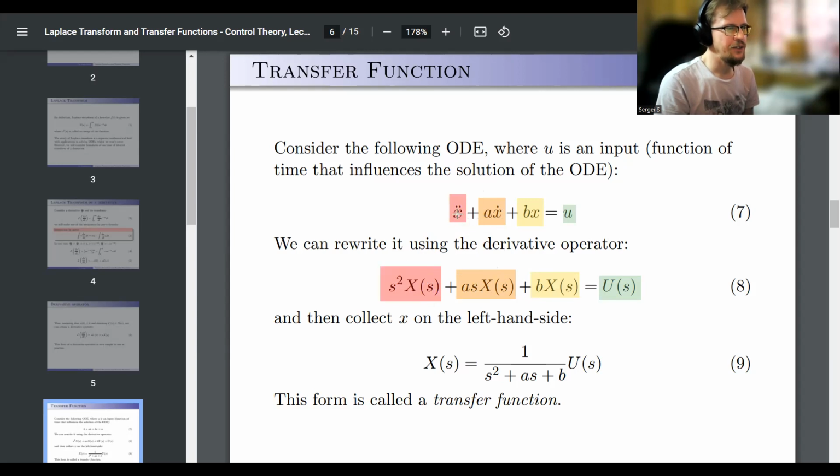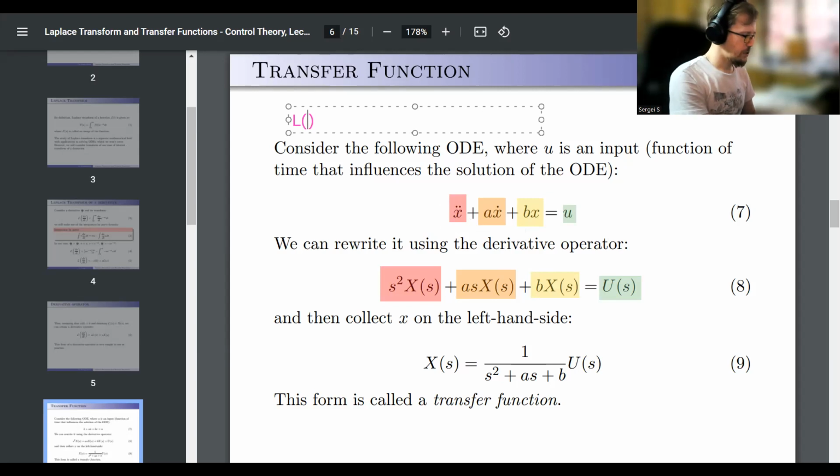Second derivative now. The second derivative of x becomes s squared X. Why? Well, you can imagine if we apply the Laplace transform to the second order derivative, what will happen is something like this. So let me illustrate here. L of d of dx dt, divided by t. I don't know. Is this understandable? Hopefully it is.